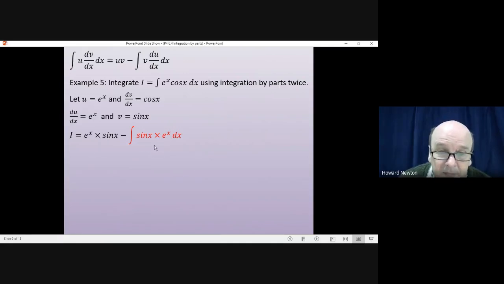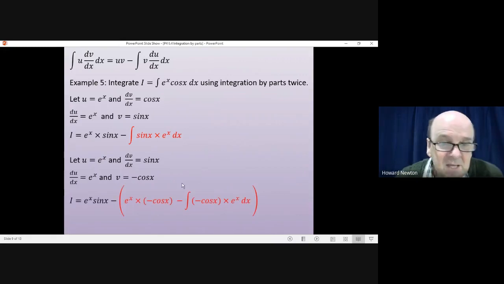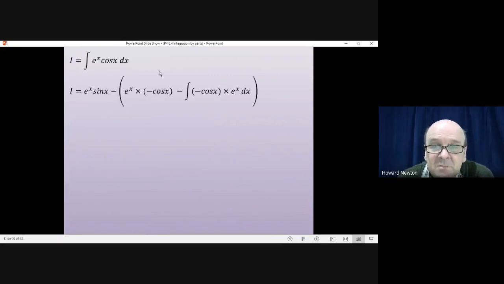This we integrate by parts again. So we let u equal e to the x in this second integral, dv by dx equals sine x. That means du by dx is equal to e to the x, and v is equal to minus cos x when I integrate that. Substituting these into the second integral gives us e to the x sine x minus all of this, which is e to the x times minus cos x minus this integral. So that's where we've got so far.